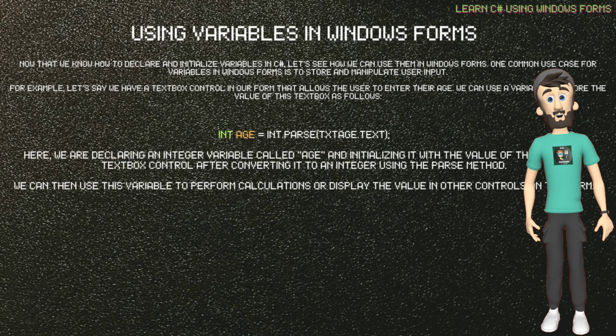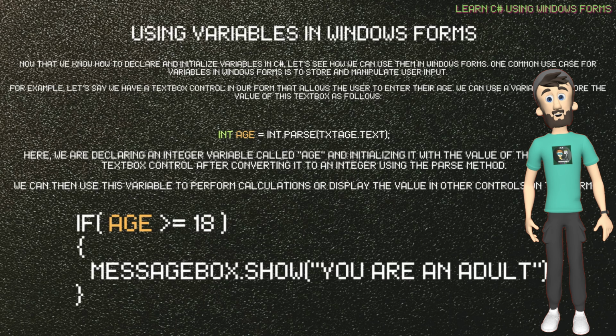Here, we are declaring an integer variable called age and initializing it with the value of the age text box control after converting it to an integer using the parse method. We can then use this variable to perform calculations or display the value in other controls on the form.